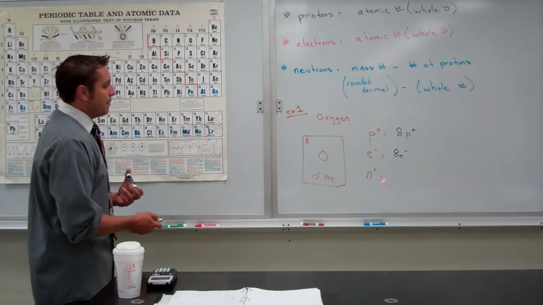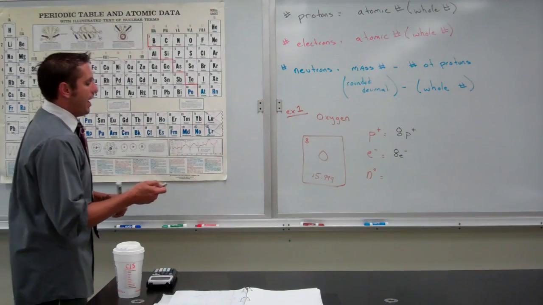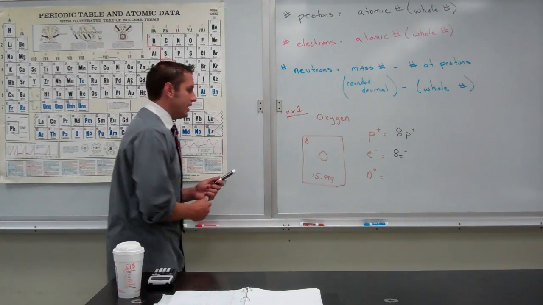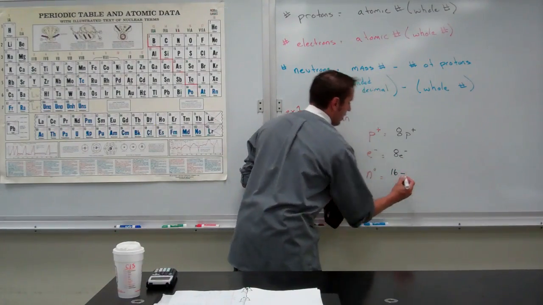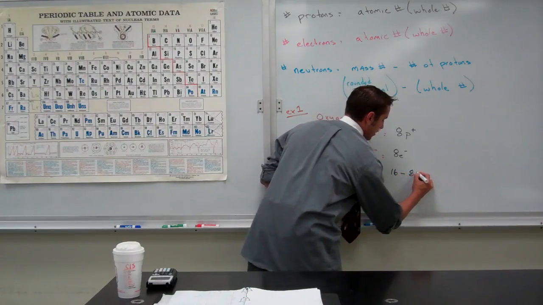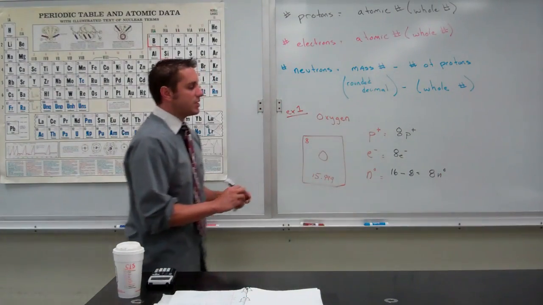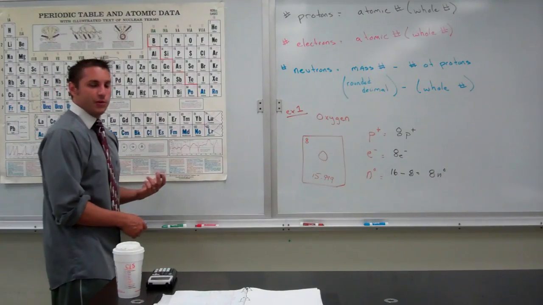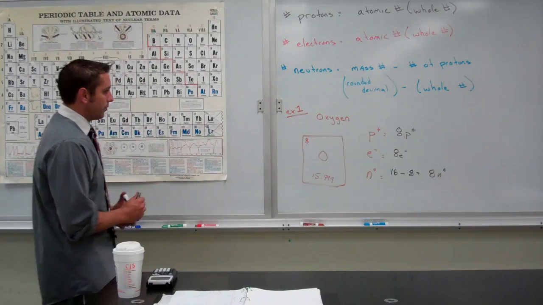Last but not least is my neutrons. I need to take the decimal number rounded minus the whole number. Here is my decimal number, 15.999. If I round it, it's 16 minus the whole number, which was 8. That means that oxygen has 8 neutrons. And notice there's a 0 above the little n for neutron because neutrons have no charge.